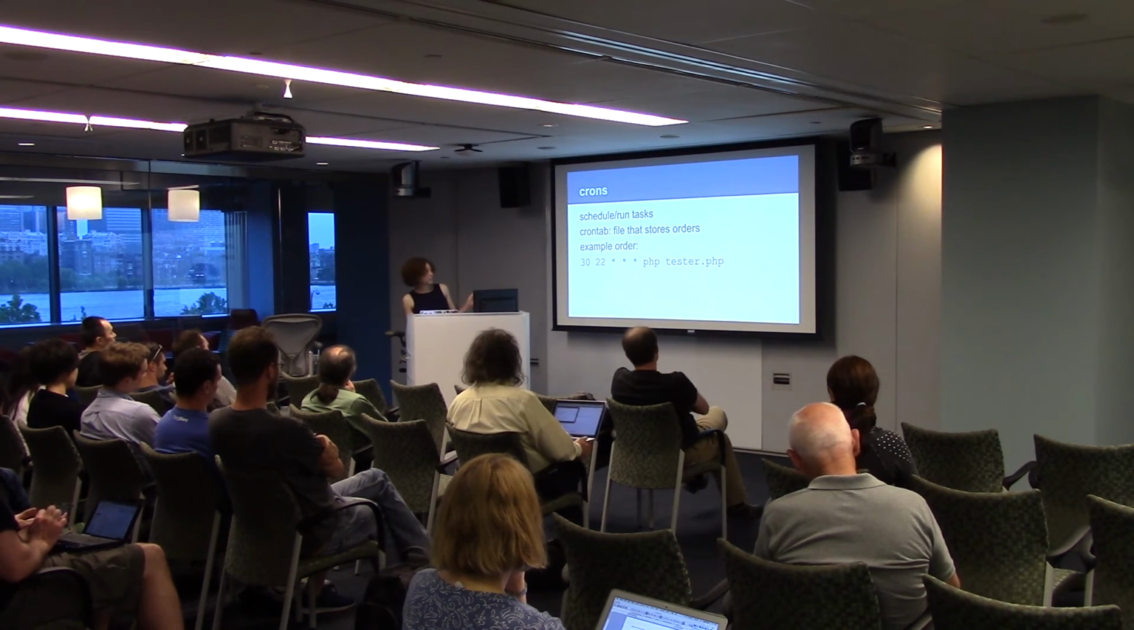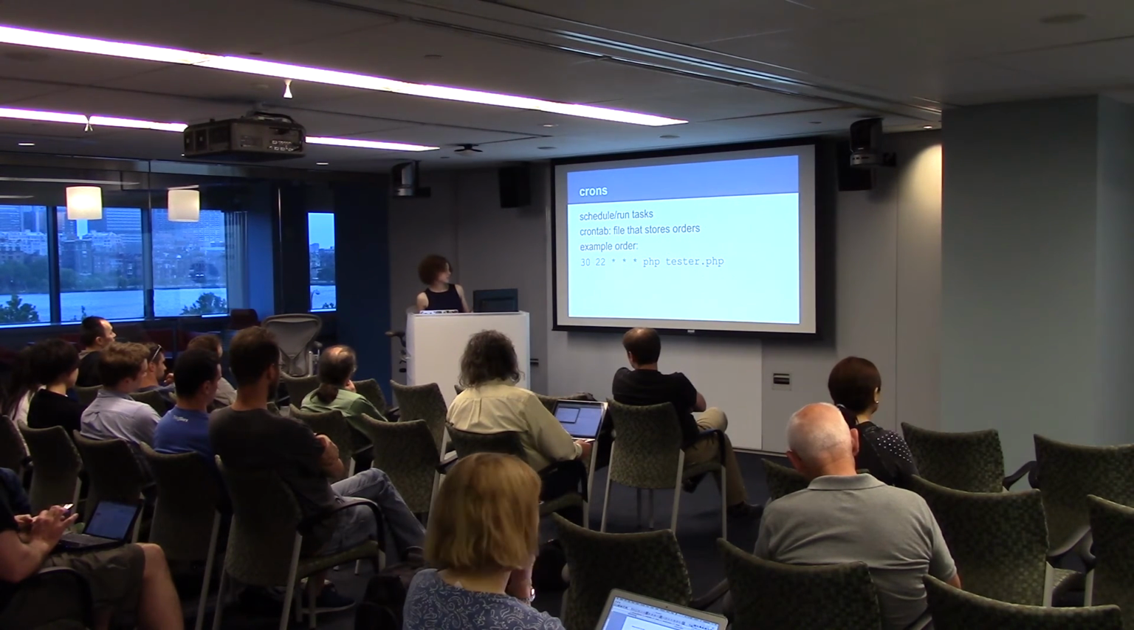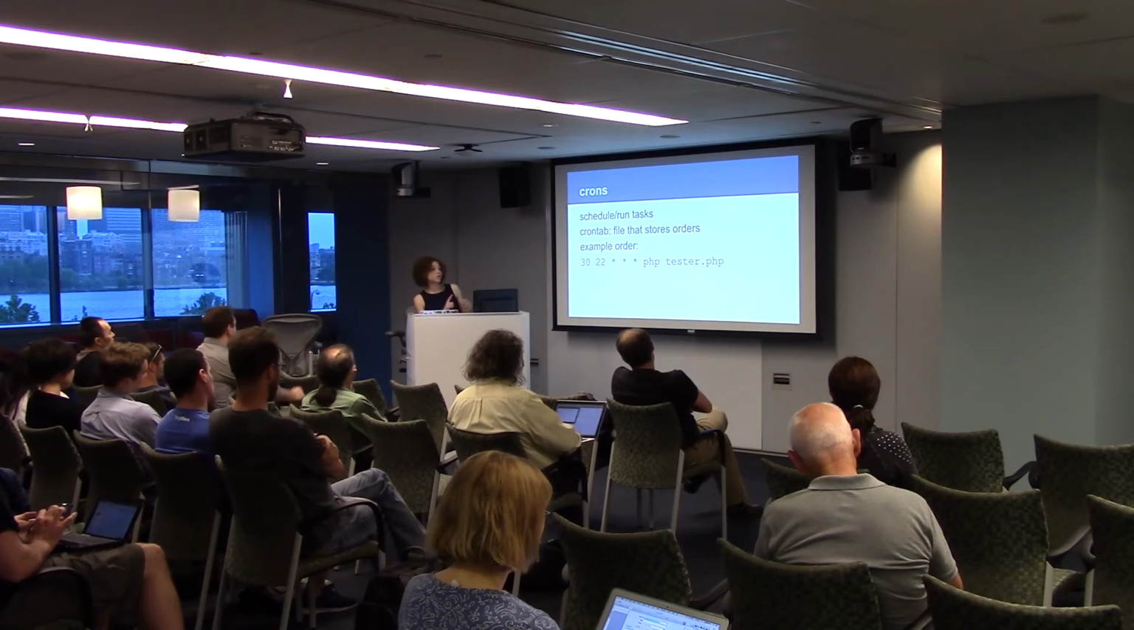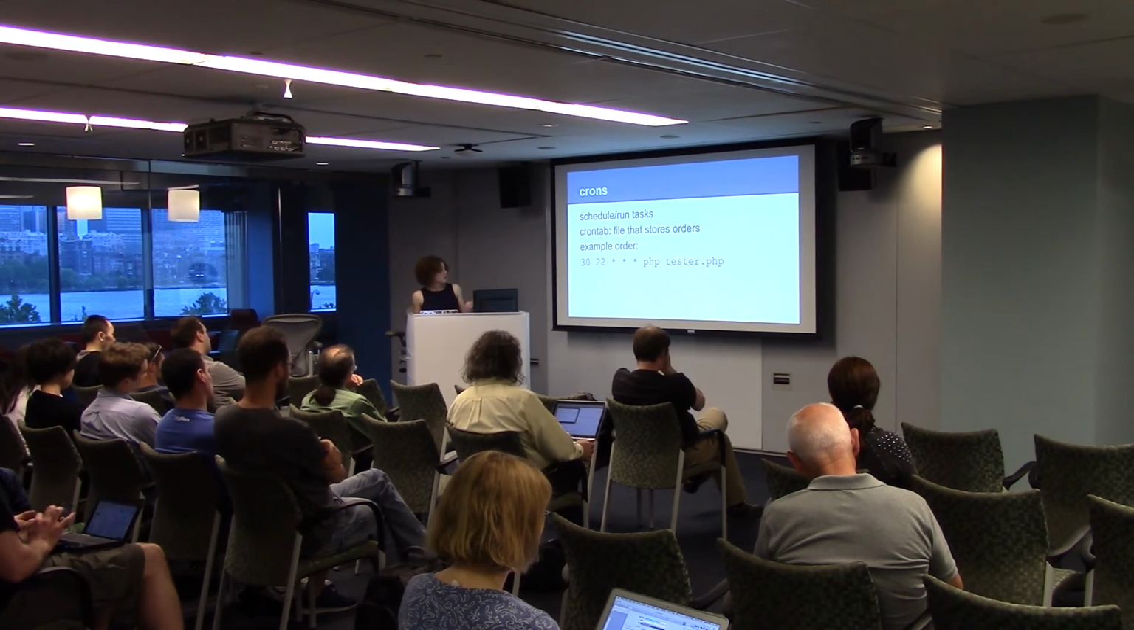The format for this is there are 5 ways to indicate time here. It goes minutes, hours, days of the month, months of the year, days of the week. So this one says it's at 10:30 at night, so that's 22:30. And then it doesn't matter what day of the month it is, or what month of the year it is, or what day of the week it is. It just wants it to run every single day.